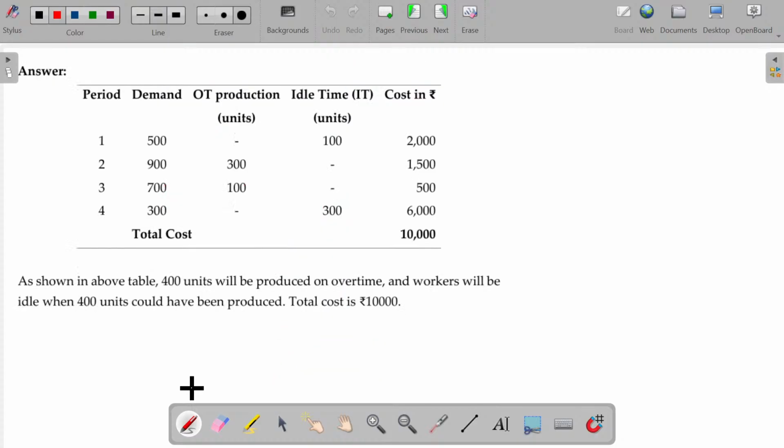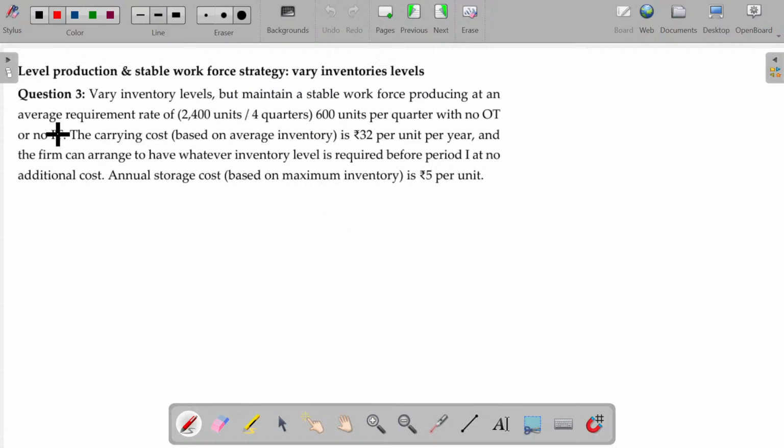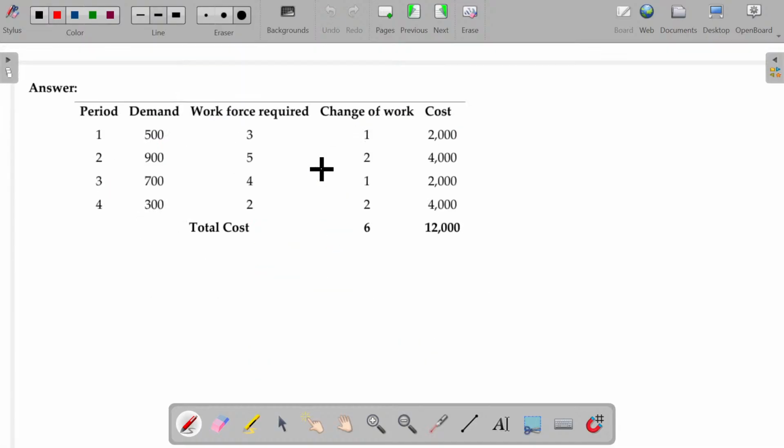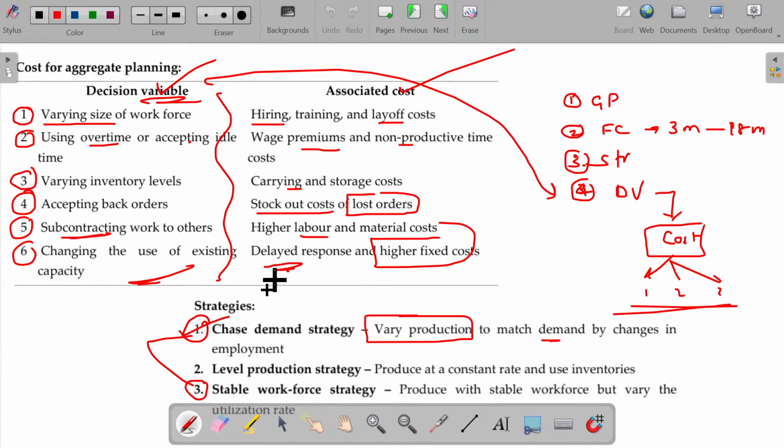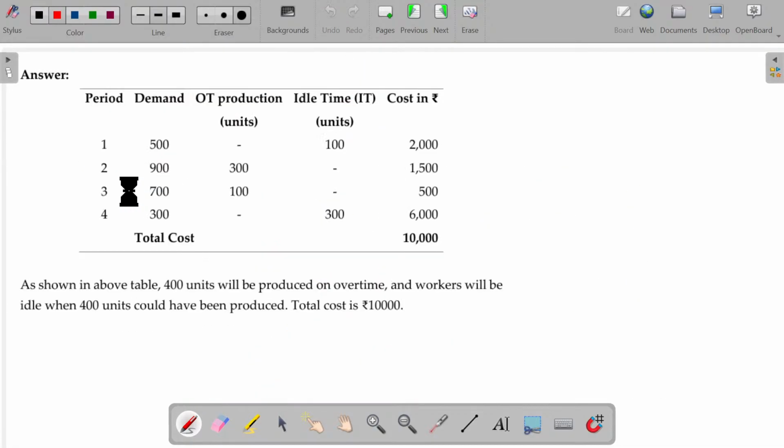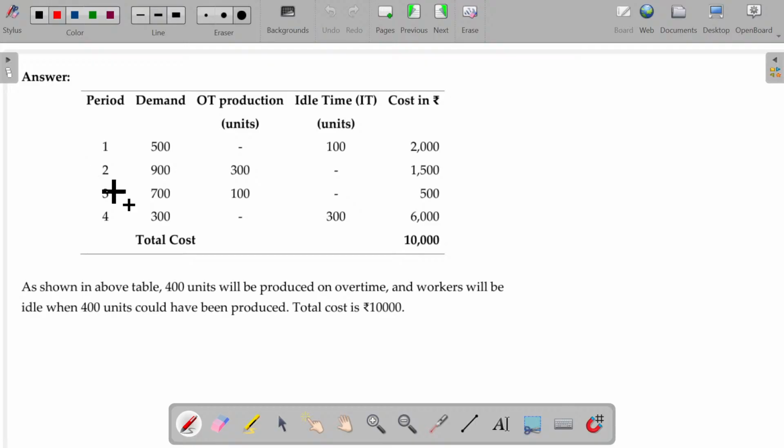Now we'll move on to the next one. I may now go for the level production and stable workforce strategy, where I plan to change the inventory levels. Okay, level production strategy and stable workforce. For that, I change the inventory. Okay, this one, varying inventory level. The same illustration.